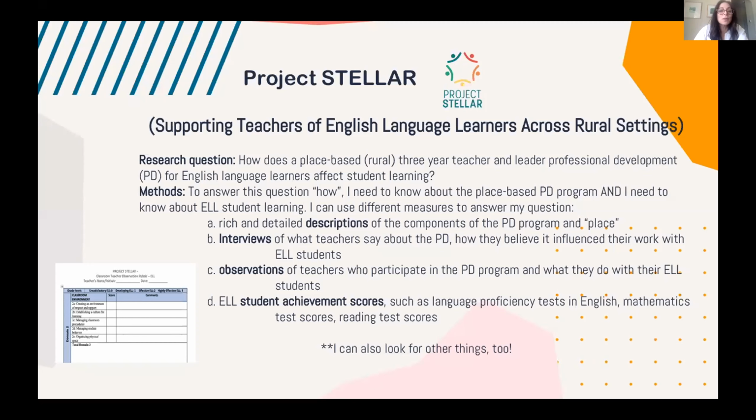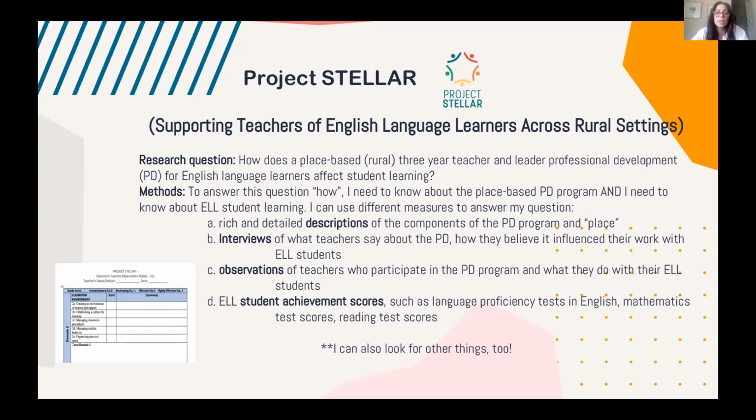So the research question of this study is, how does a rural professional development program for English language learners work, and what happens at the end? Do students really learn more? Do they learn better? Do they improve in their language, do they improve in mathematics? So this is a complicated research question with lots of possibilities around it.